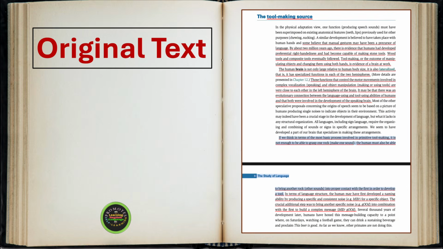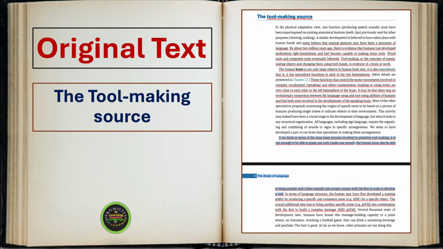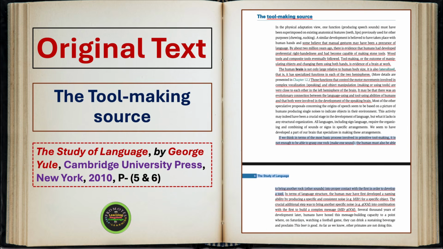And this is the original text, what we call the tool making source, from the book The Study of Language by George Yule, Cambridge University Press, New York, 2010, page number 5 and 6. If you have time, you can have a look at the text and you can further explore more ideas.